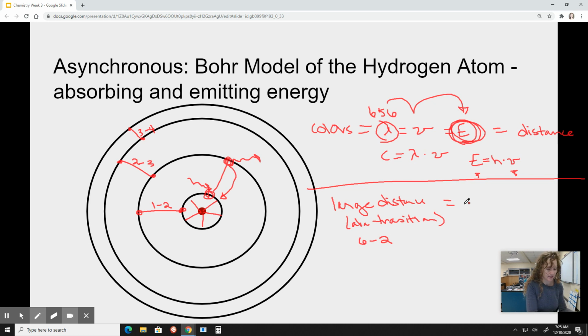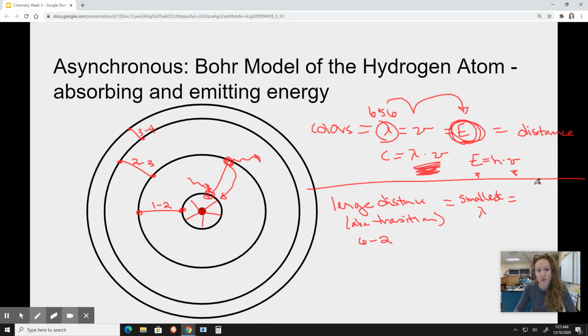And violet for hydrogen is 410. It's a wavelength of 410, which is the smallest wavelength that hydrogen emits in that visible spectrum. Violet is 410, red is 656. So a very large distance provides for a very small wavelength. But remember, as wavelength goes down, what happens to frequency? Remember, they are indirectly related. So as wavelength goes down, frequency goes up.